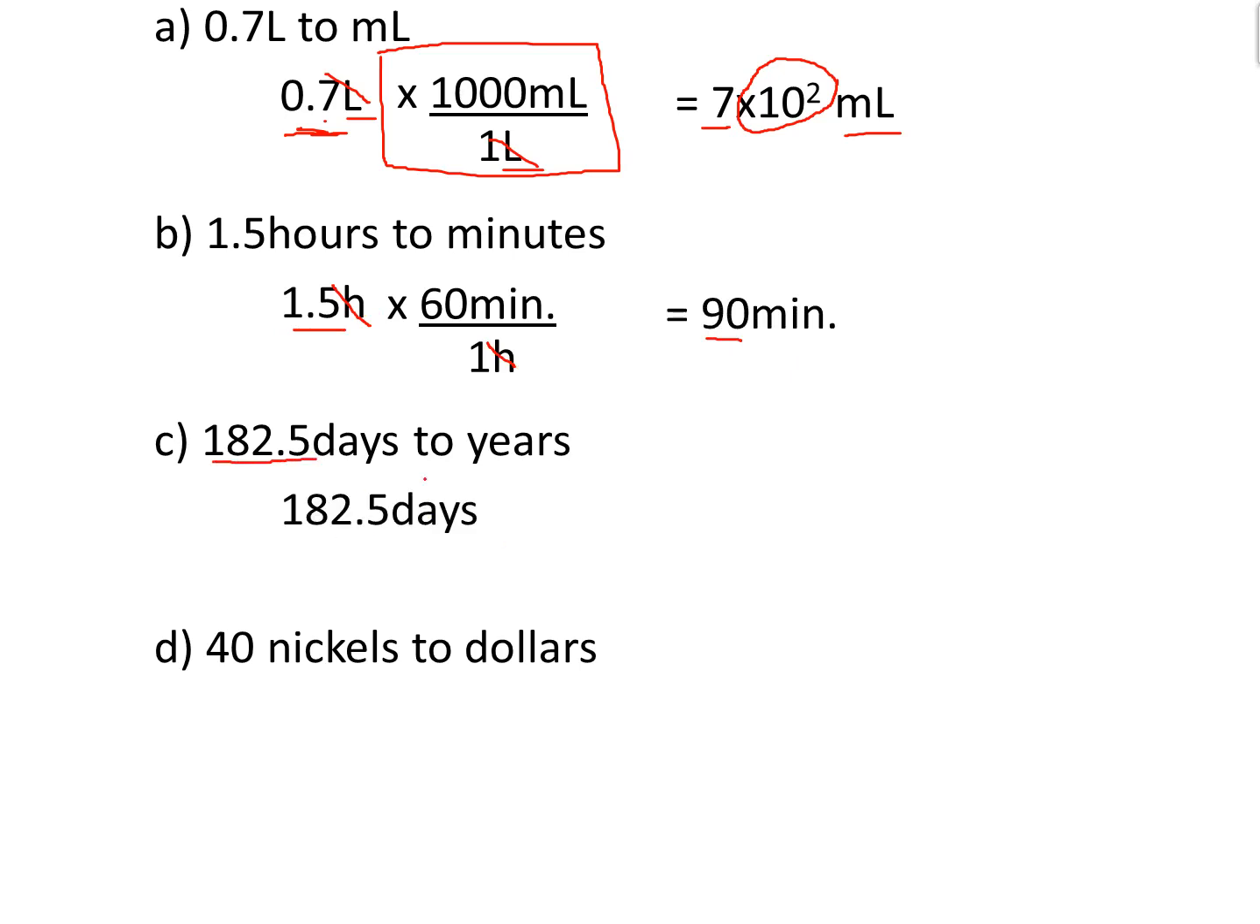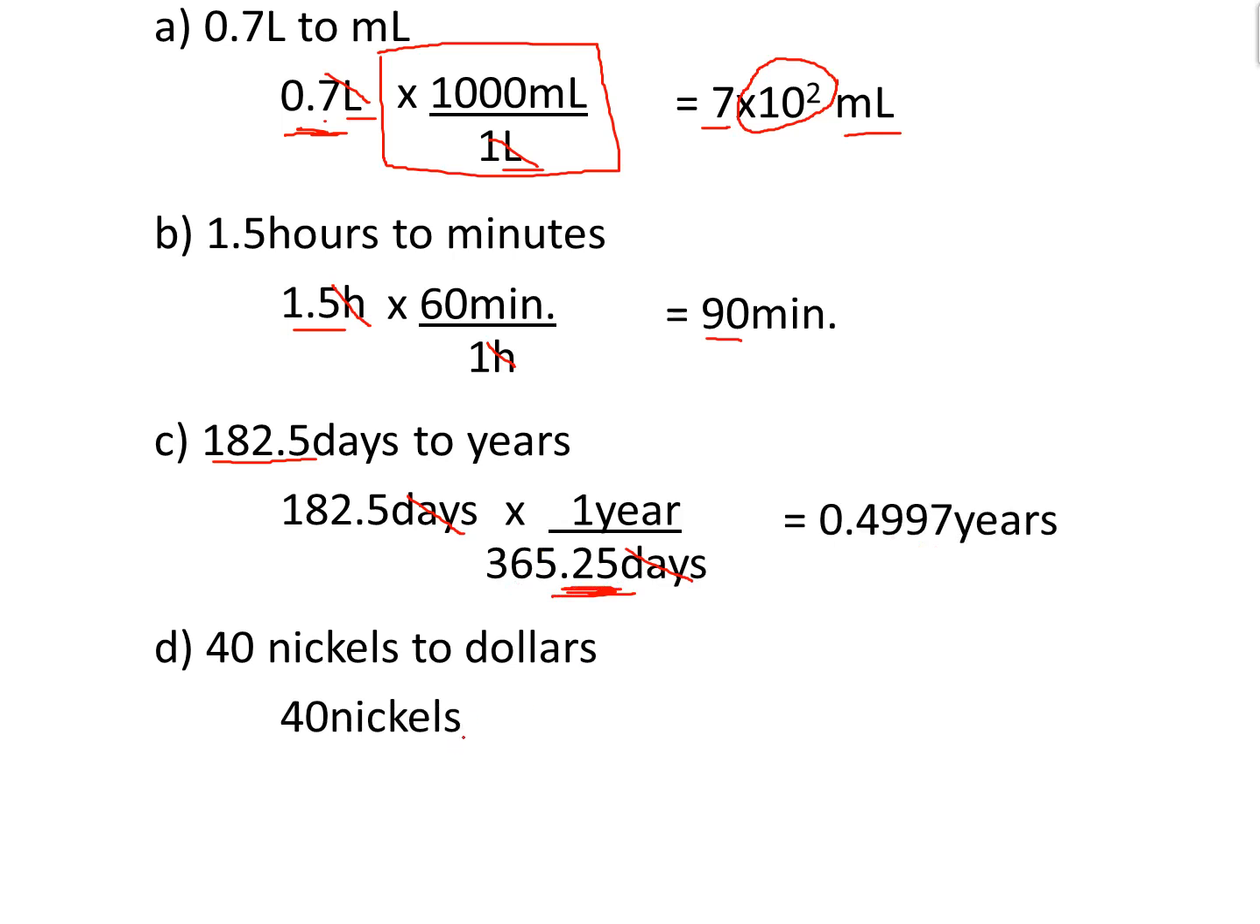We have days here. We want to convert that to years. We know that days is going to have to go on the bottom so that it cancels out, and we can say that 1 year has 365, or if you want to be more precise, 365.25. Again, it's a measurement of precision. You may choose to be more or less precise. That's your choice. Depending on that, we will end up with an answer somewhere around half a year.